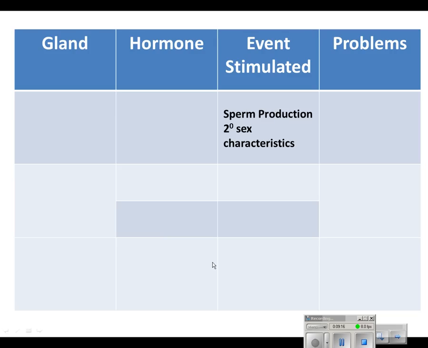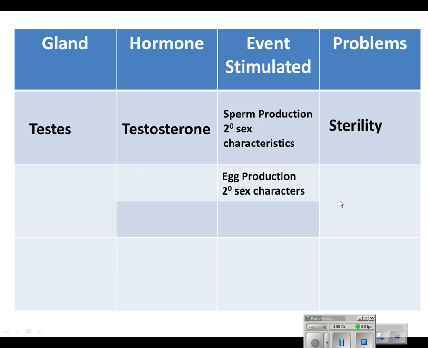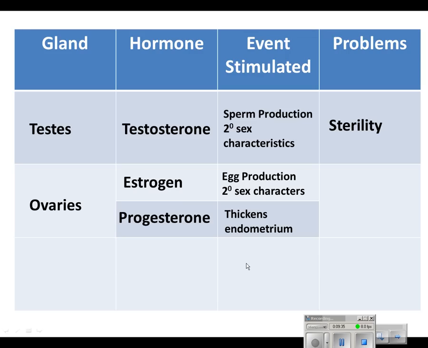Next, sperm production and secondary sex characteristics is produced by the testes and testosterone. If that's not working, we end up with sterility. Then egg production and secondary sex characteristics in females, you should think estrogen, and then the hormone that thickens the endometrium, you should be thinking progesterone. Of course, those are both produced by the ovaries. If they're not, it's possible that if a woman does become pregnant, she may have a miscarriage.